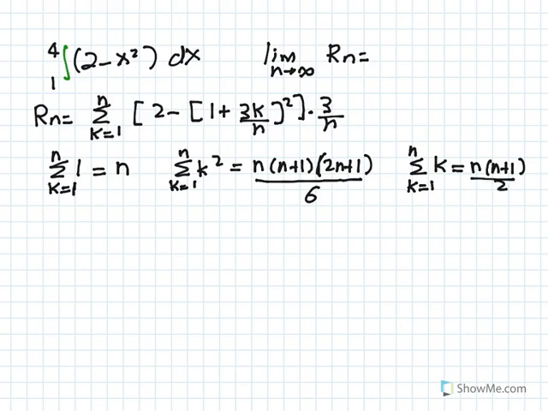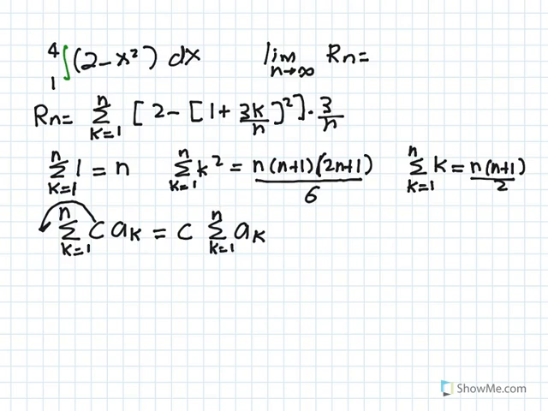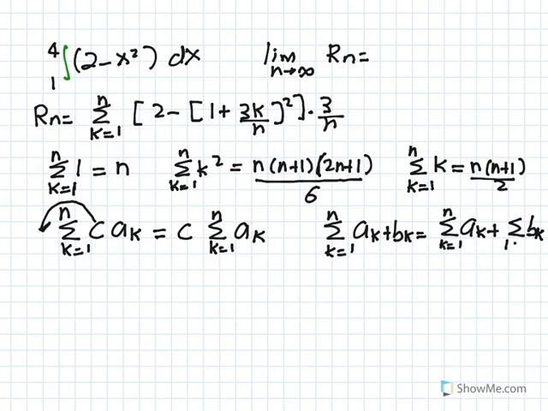We need a few more tools. The summation of c times ak, c being a constant, k goes from 1 to n: the constant passes right through the summation, and we get c times the summation of ak, k goes from 1 to n. Also, if you have the summation, k goes from 1 to n, of ak plus bk, we can split up the summations. That's the summation of ak plus the summation of bk, k goes from 1 to n.